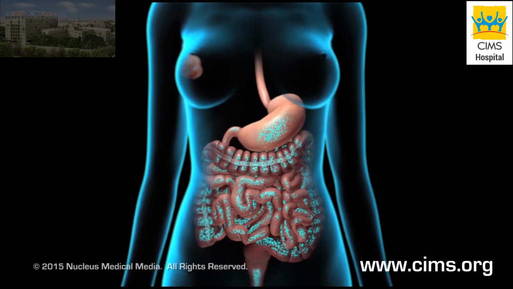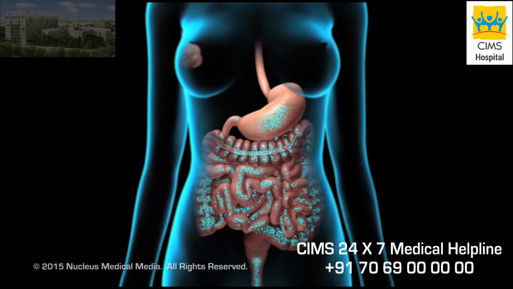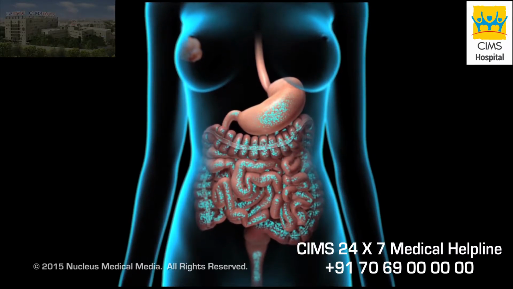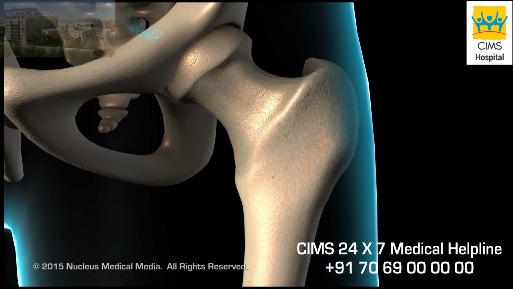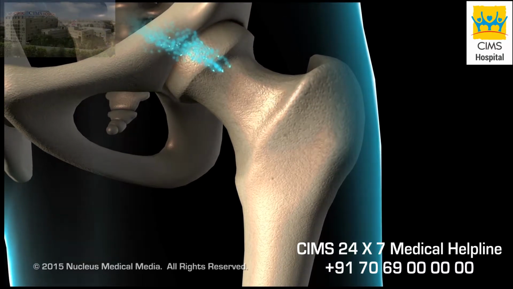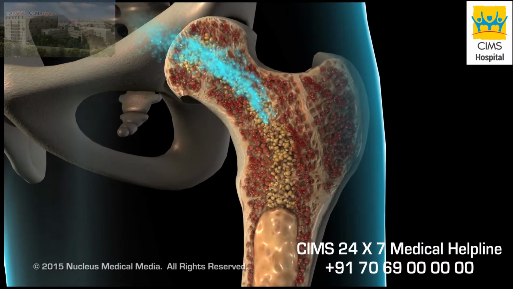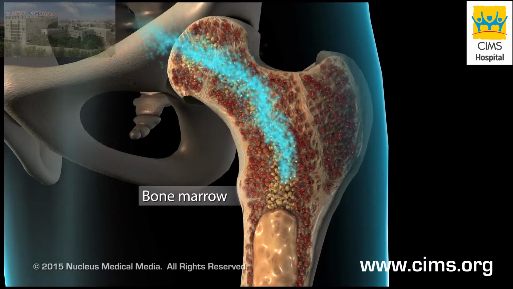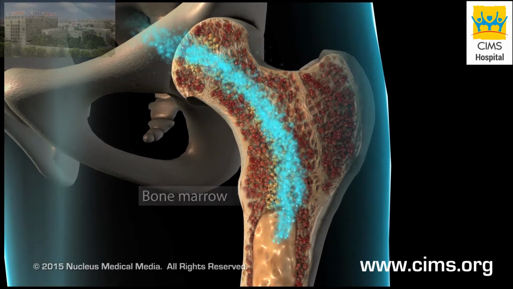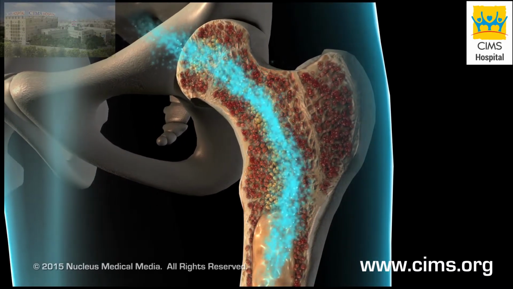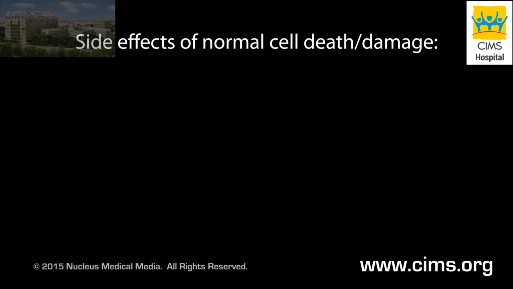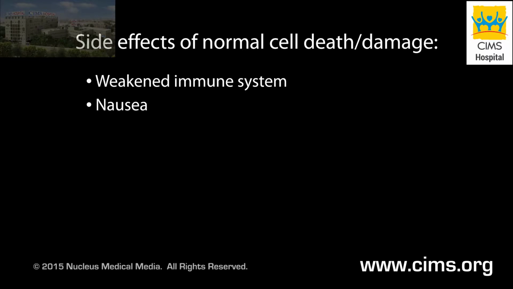Unfortunately, chemotherapy drugs cannot tell the difference between fast-growing normal cells and cancer cells. As a result, these drugs also damage or irritate some of your fast-growing normal cells, such as those in your bone marrow, digestive system, and hair follicles. Death, irritation, or damage to these normal cells produces side effects such as a weakened immune system, nausea, and hair loss.